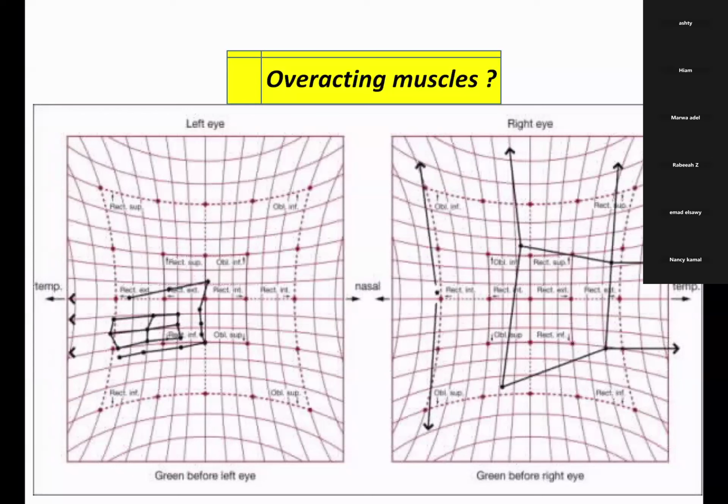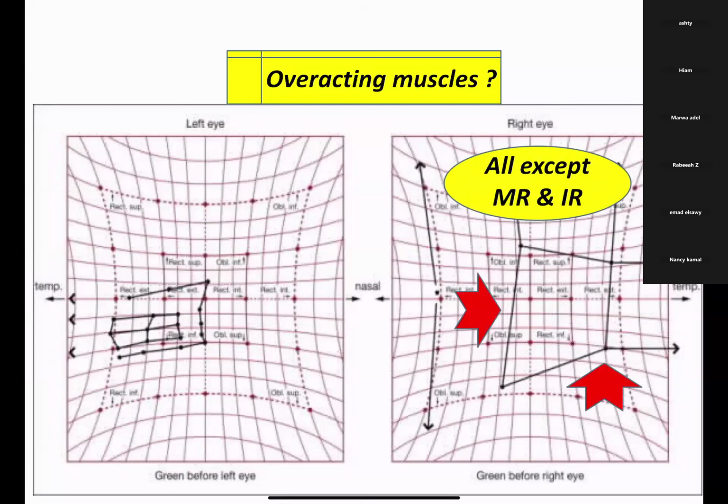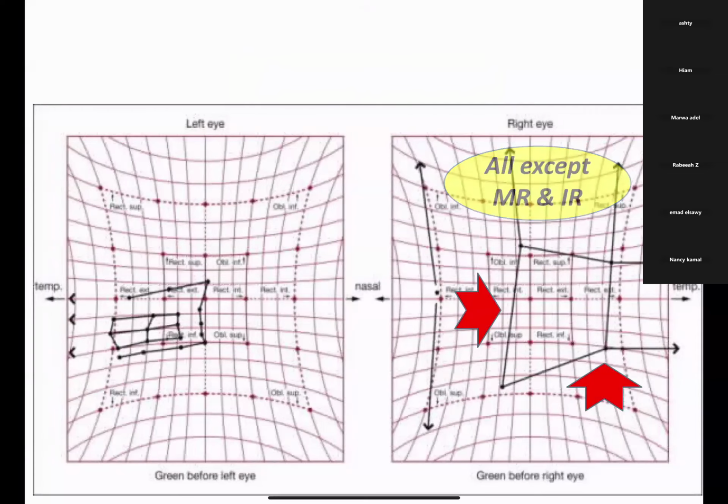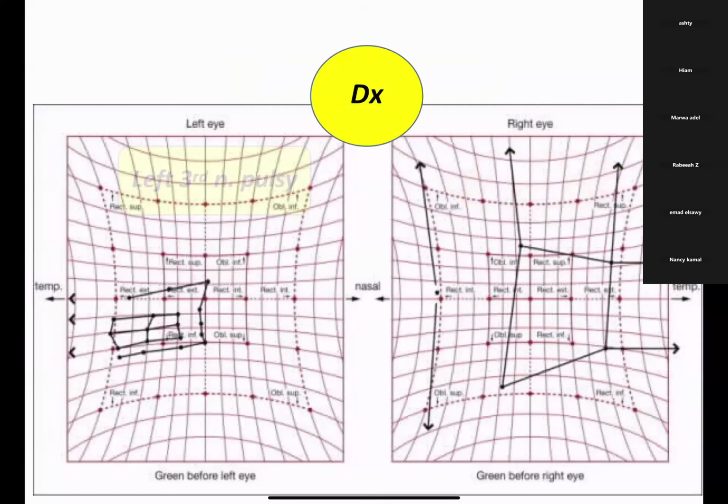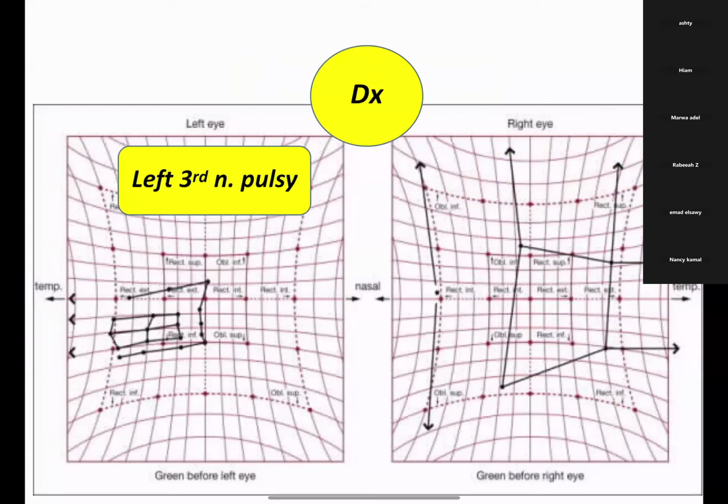Where are the overacting muscles? All of the muscles of the contralateral eye are affected, apart from the medial rectus and inferior rectus. What is the diagnosis then? Left third cranial nerve palsy.